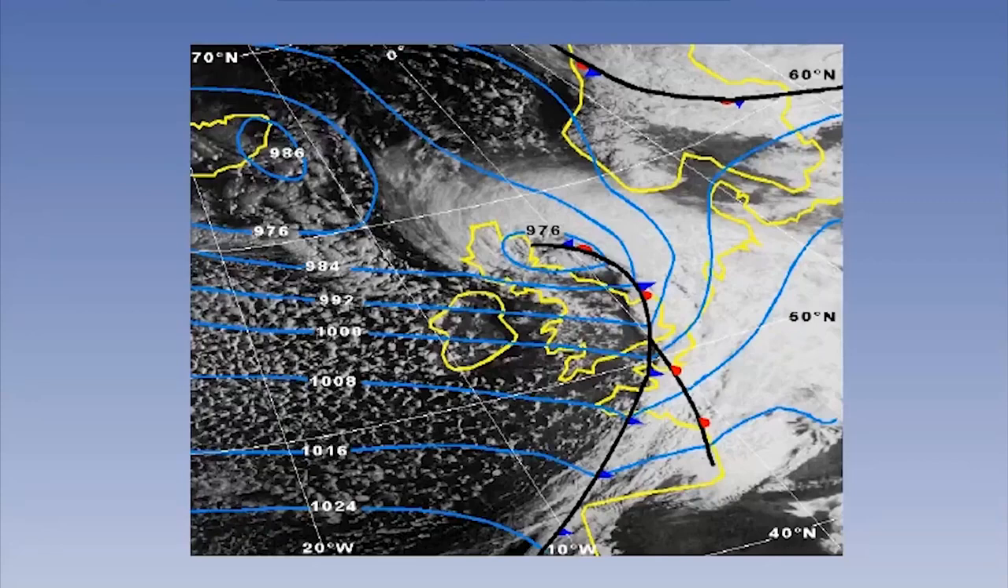Now we need to talk about the other type of depression, the large-scale low pressures. These are otherwise known as polar frontal depressions. They are created in a very different manner than the small-scale heat lows.